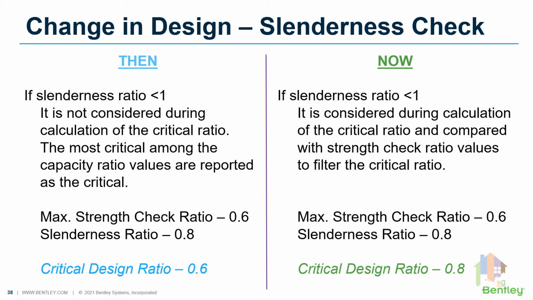But now this philosophy has been modified and slenderness ratio is now considered for critical ratio calculation. For same case, in recent version, the critical ratio will be reported as 0.8 with critical condition as slenderness. So if you compare the results with older version, you can find a ratio mismatch. Don't worry, just compare the detailed ratio table. Note that if member fails in slenderness, then both in older and new design routine, same ratio is mentioned in critical ratio, there is no change.